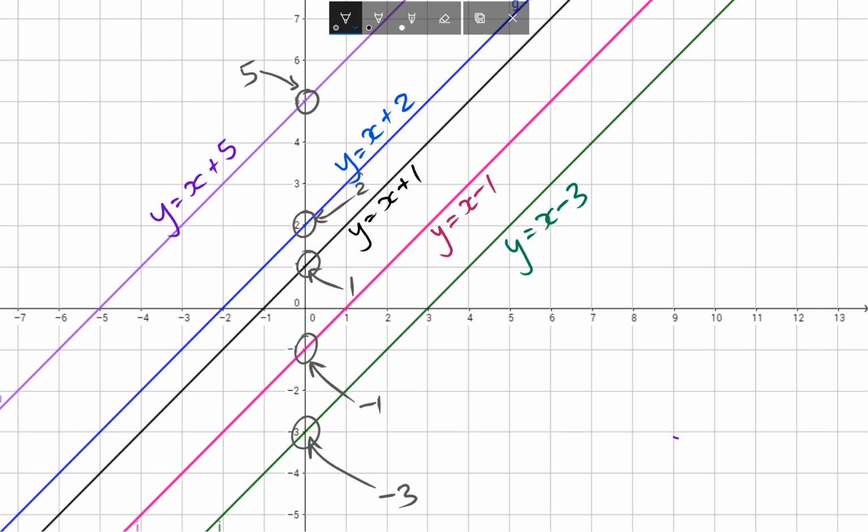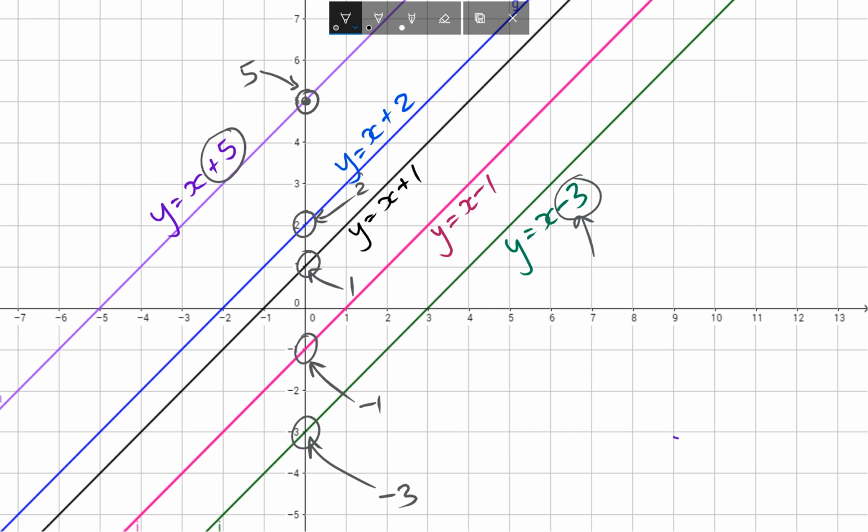So if we look back at our equations for these lines, you can see where those numbers come in. I'm looking at the green line here. I can definitely see that that line crosses the y-axis at negative 3. If I look at my formula, there's negative 3 there, or minus 3. If I look at the purple line, I can see that it crosses the y-axis at positive 5. And if I look at my equation, I can see plus 5 there.